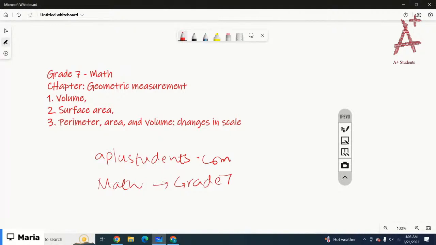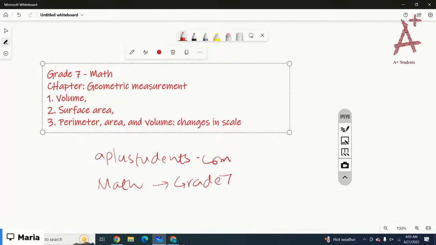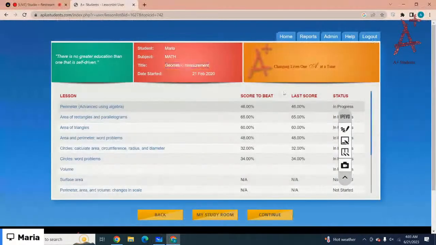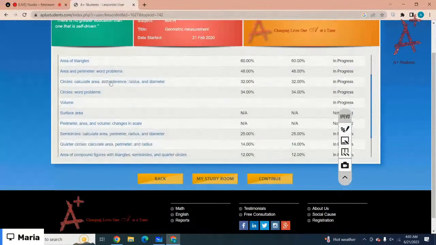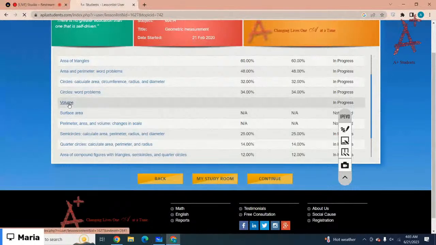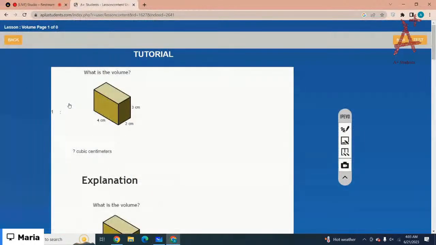We're going to start with the chapter geometric measurement, and the lessons we're going to cover are volume, surface area, perimeter, area, and volume changes in scale. So let's just start with the first lesson. I'm on grade 7 math, the chapter is geometric measurement, and the lesson is volume. So let's just start with the lesson.